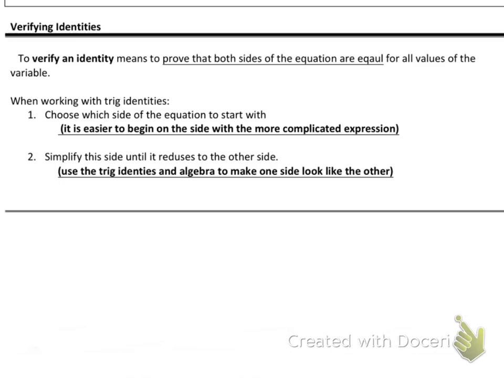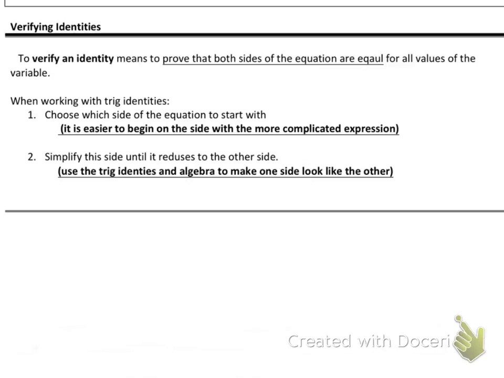Okay, we're talking about verifying identities. We're going to add to this list tomorrow. We're actually not going to verify any identities today in our homework. We're just going to be simplifying stuff and matching stuff up. But the basics of verifying identities is I need to prove that both sides of the equation are equal. And I need to prove it without plugging in numbers and without doing, you know how you take the square root of both sides? I can't do anything to both sides at the same time.